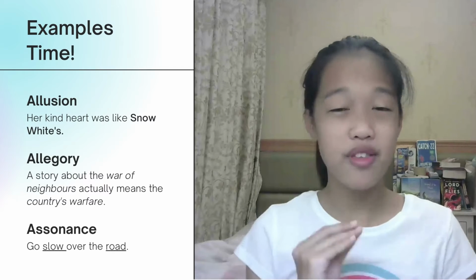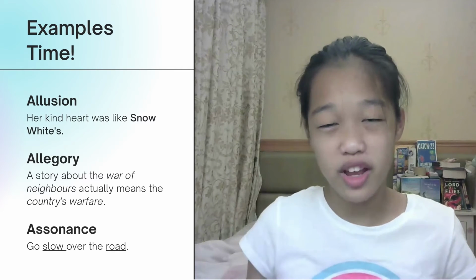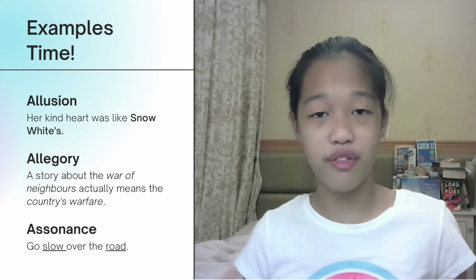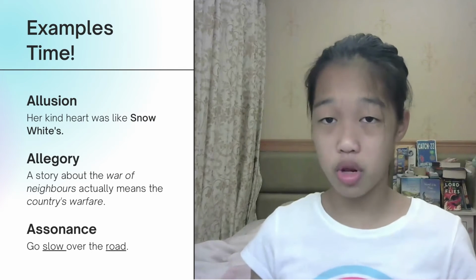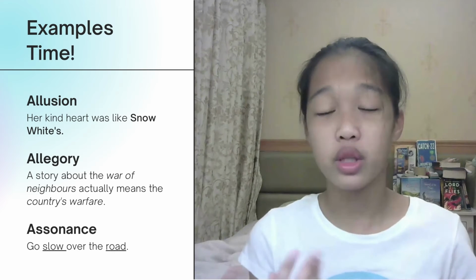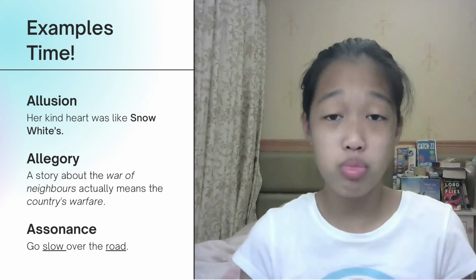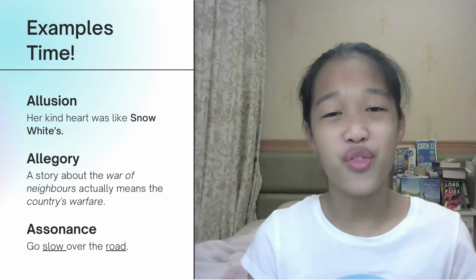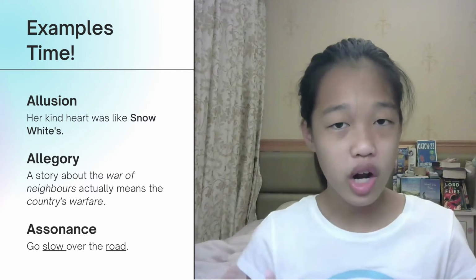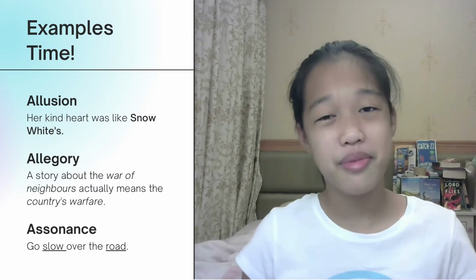Examples time. This is the part where you have to concentrate so you can make examples yourself if you want. First, we have an example of an allusion. Like I said before, an allusion is a depiction of something to provoke understanding and humor. So, look at this sentence over here. Her kind heart was like Snow White's.